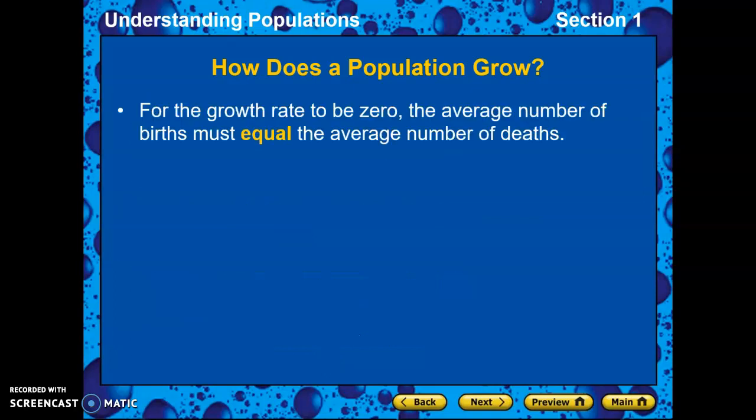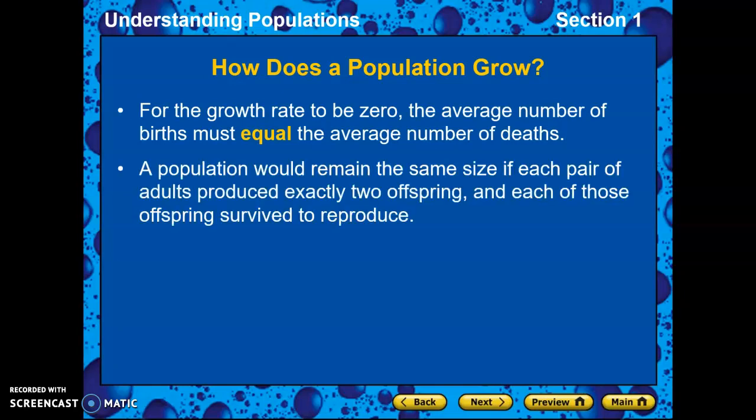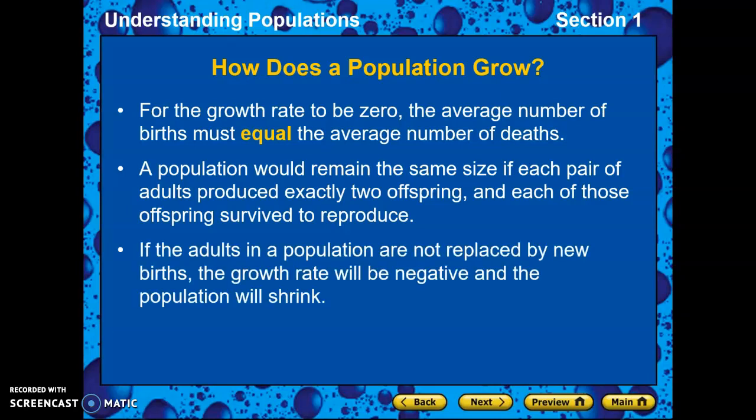So how does a population grow? Well, for the population growth rate to be zero, the average number of births has to equal the average number of deaths. It would remain the same size if each pair of adults produce exactly 2 offspring, and each of those offspring survive to reproduce. If the adults in the population are not replaced by any new births, the growth rate will be negative and the population will shrink.